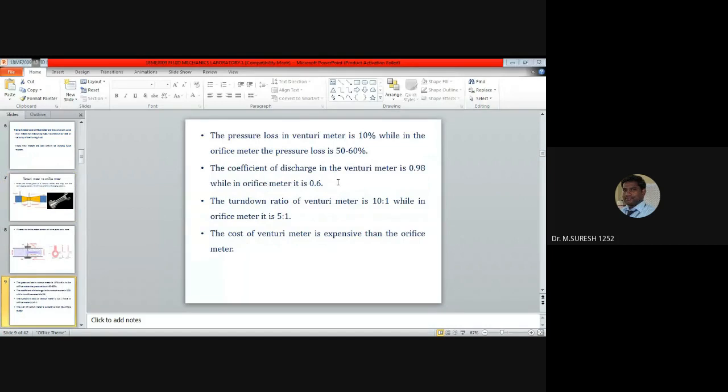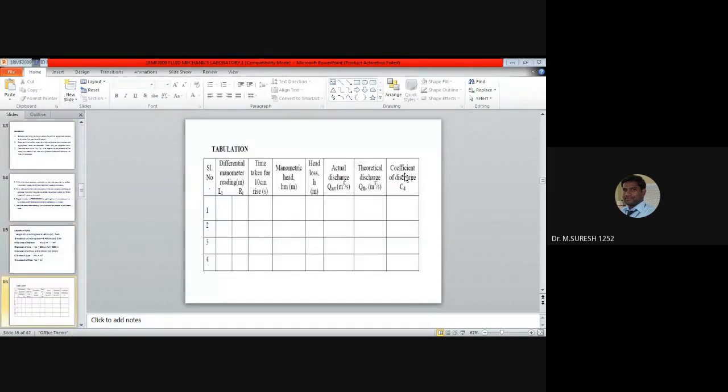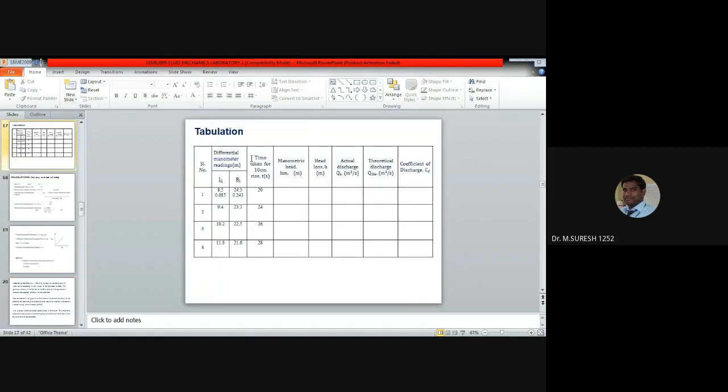Theoretically, in fluid mechanics theory, it may ask as an objective type question the coefficient of discharge for Venturi meter and orifice meter. So that needs to be known: 0.98 for Venturi meter and 0.6 for orifice meter. And next, you are going to find out this coefficient of discharge. Then we'll see this reading.